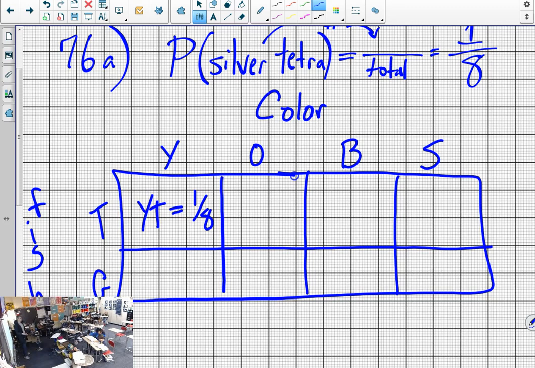I would advise filling in the whole thing, but if you're working slow, fill in enough of this to make sure that you understand how we get the items inside of our table. What does it mean? Well, this is the intersection of an orange fish and a tetra fish.